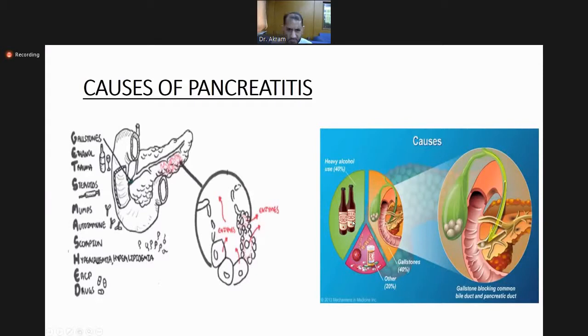ERCP, viral infections, hypocalcemia, hypercalcemia, trauma such as blunt trauma causing pancreatitis, mostly in pediatric age.